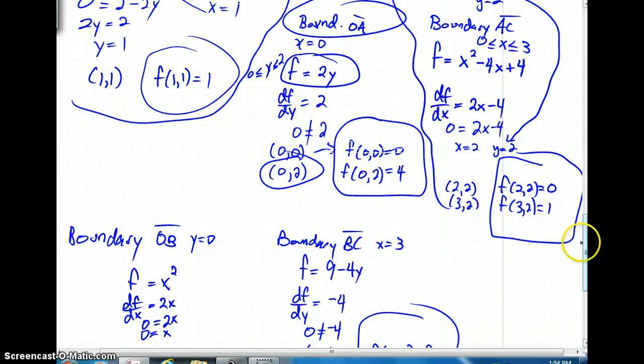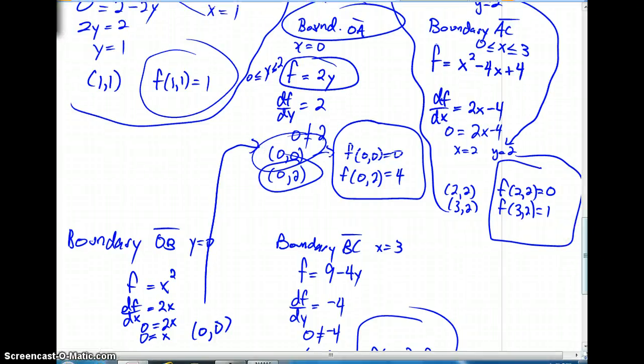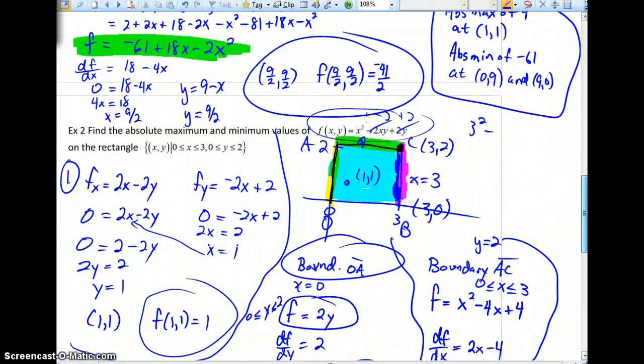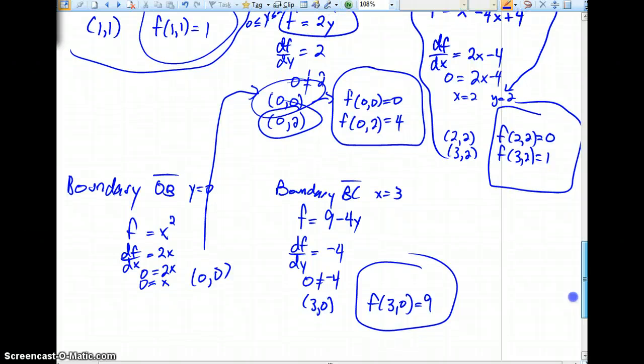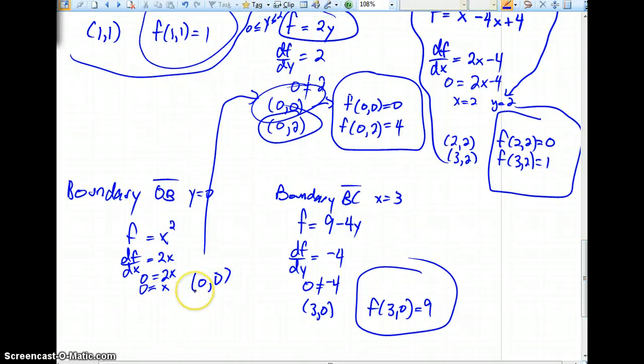But you know what? If x is 0 and y is 0, we're back at the origin. We already talked about that. That's (0, 0). You look at boundary of OA. We already did that. So we've dealt with that point (0, 0) up here. We don't have to look at it a second time. What else on this segment? Well, we just have 2 endpoints, (3, 0) and (0, 0). Both of these have already been dealt with. There are no additional kinds of points to consider.